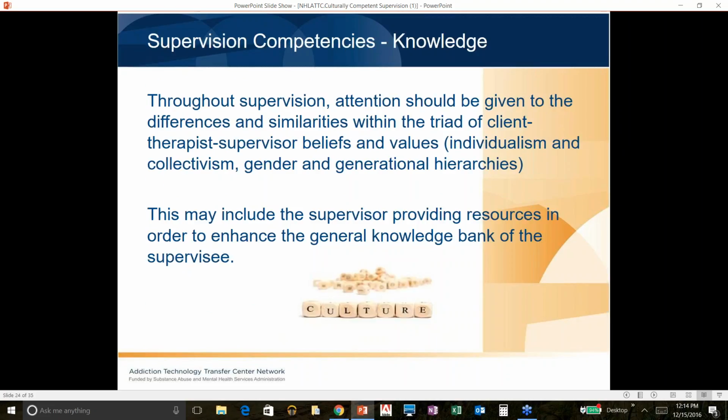And so looking at supervision competencies, we have to have knowledge, and so this is one of the things. This might include the supervisor providing resources to enhance the general knowledge base of the supervisee. So again, attention should be given to the differences and similarities within the triad of client, therapist, supervisor beliefs and values. And there's that individualism versus collectivism, gender, generational hierarchies, that is embedded into our cultures and into our life. And if you even reflect on yourself for a minute and how you see individualism versus collectivism, gender, your generation, those hierarchies, it significantly impacts. I know mine are because of my culture and how I grew up and where I am now today.